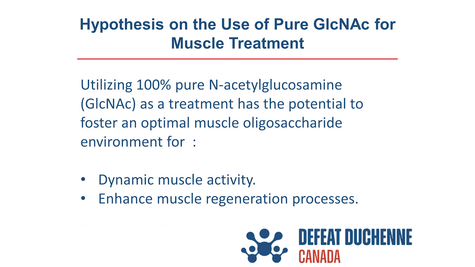Based on the unique property and pathway of the glucagon we just discussed, we hypothesize that utilizing the 100% pure N-acetylglucosamine as a treatment could significantly impact the muscle health in those with Duchenne muscular dystrophy. We believe that this approach can potentially foster an optimal muscle oligosaccharide environment. This environment is crucial for dynamic muscle activity, which is often compromised in DMD.